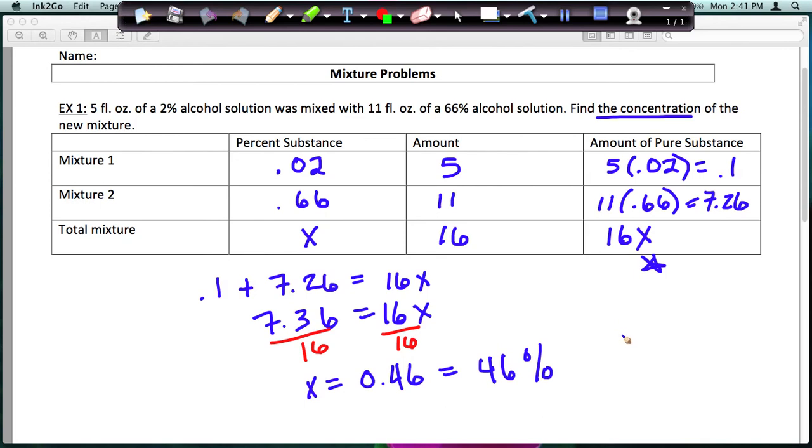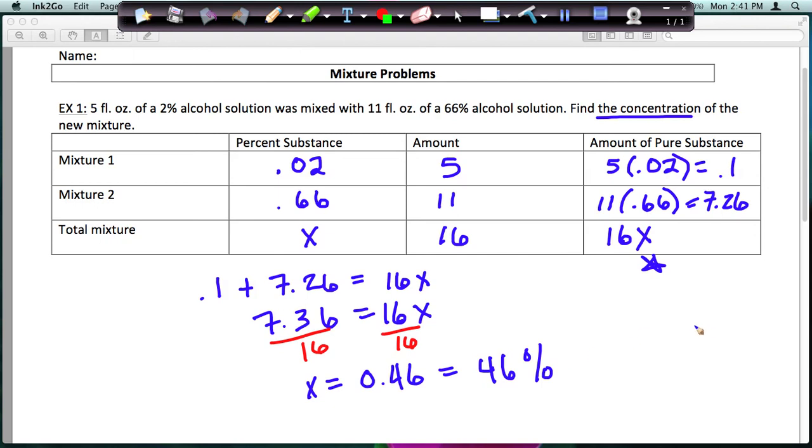And you should make sure that your answer makes sense. So I know I'm mixing more of the 66% solution with the 2% solution. So my answer should be closer to the 66. It should be higher since we had more of that. If you got an answer of 120, that should tell you you did something wrong. If you got an answer of 0.01 or 1%, that should also tell you you did something wrong. So always check to make sure your answer makes sense.